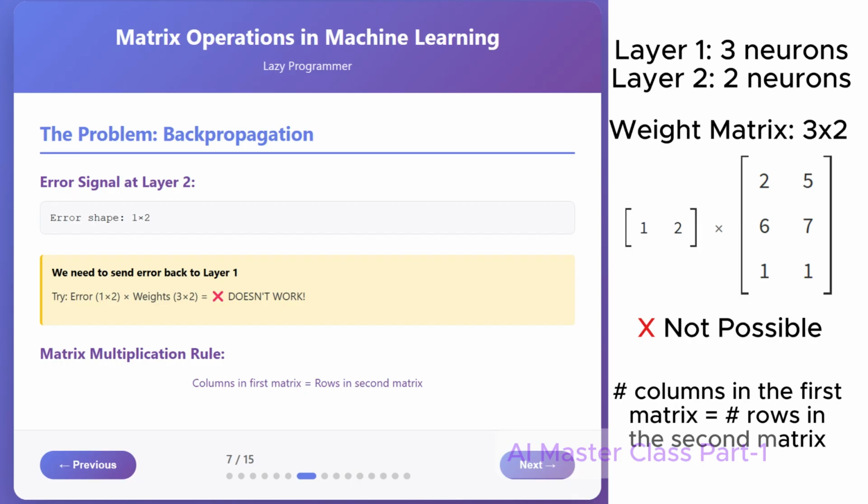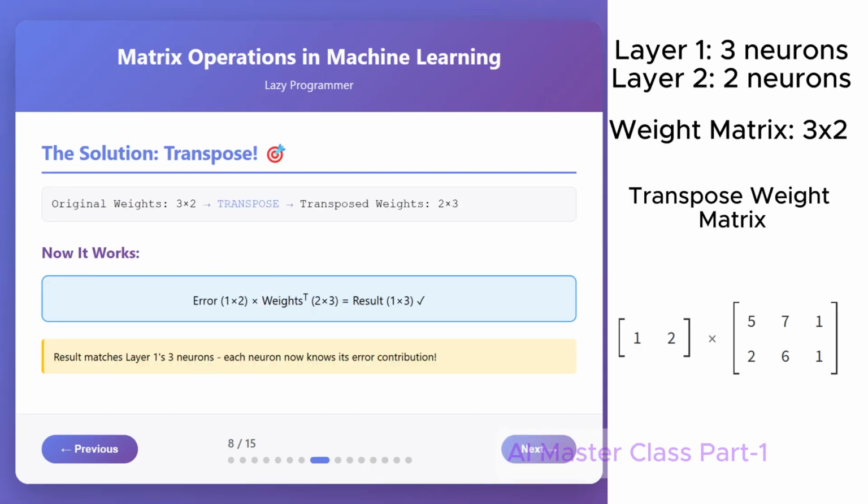To make multiplication possible, we can transpose the weight matrix. When we transpose the weight matrix, it becomes 2x3. Now the error matrix, which is 1x2, can be multiplied by the transposed weight matrix, which is 2x3. The result is an error signal for layer 1, which is of shape 1x3, which matches the number of neurons in the input layer. This backward flowing signal tells each neuron in the previous layer how much it contributed to the overall error, allowing the network to adjust the weights accordingly for a better prediction next time.